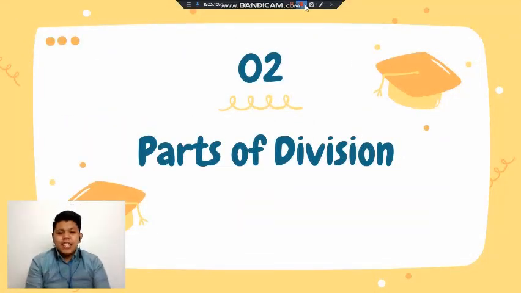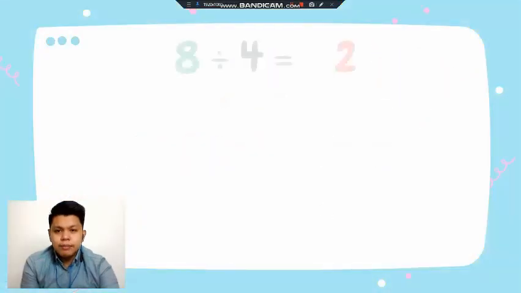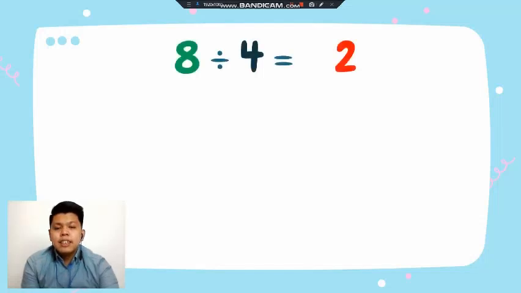Well done. So that is division as formation of equal groups. Now let's learn the parts of division. Let's go with this one. So I have here 8 divided by 4 is equal to 2.